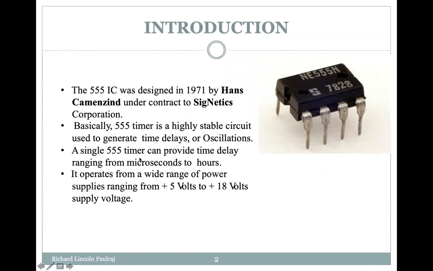A single 555 timer can provide a time delay ranging from a few microseconds to hours, depending on what kind of application I'm looking into. It operates from a wide range of power supplies, in the range of 5 to 18 volts.